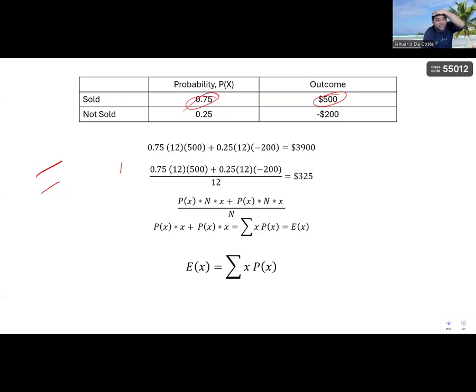That's what probability is used for. Your expected value is helping you determine the outcome to make a decision about an outcome that will happen in the future. Okay? This is very good, right?